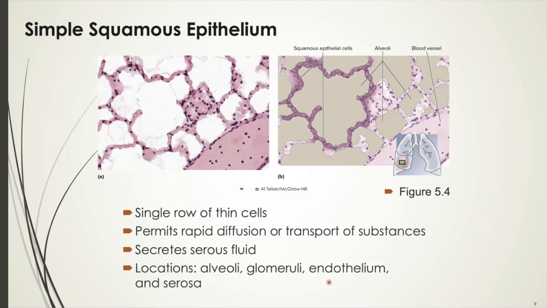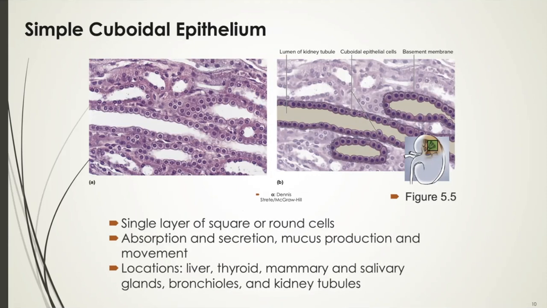And then endothelium. Endothelium is going to line your organs on the inside. And then you have your serosa. We're going to go into that in a little more detail later.